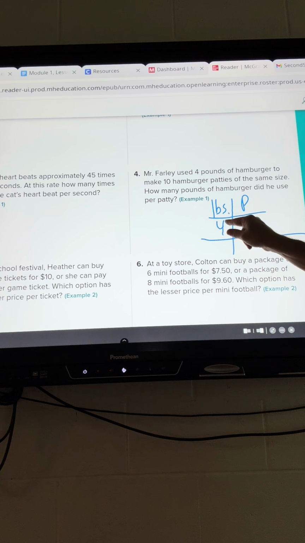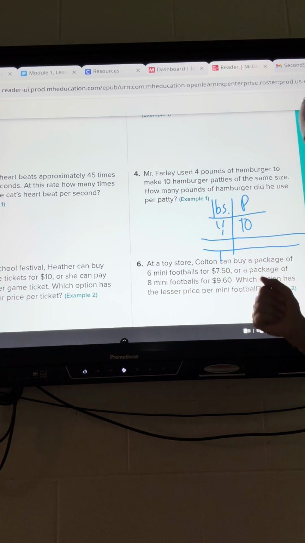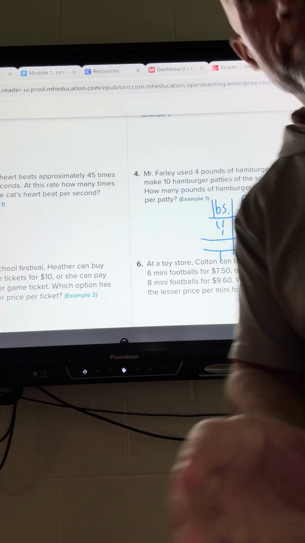So you want to try to change this 4 to a 1. Now, if I were you, I would cut these in half before you get to 1. Cut these in half and then cut in half again. Okay? All right.